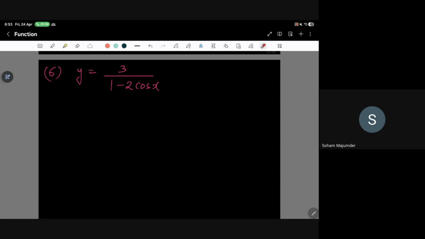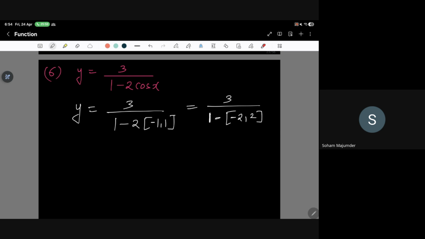Okay, so for finding the range of y, we have to use the range of cos x. The range of cos x is minus 1 to 1. So the denominator part will become 1 minus. When 2 will multiply inside the interval, it becomes minus 2 to 2. So 1 minus of minus 2 will become 3, and 1 minus 2 will become minus 1.